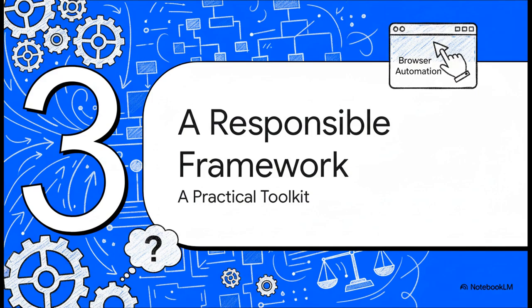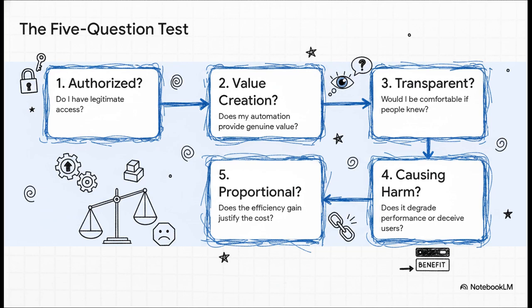Okay, so this is all pretty complex, right? It's messy. So how do you actually make a good decision when you're in one of those gray areas? Well, let's walk through a practical framework, a toolkit you can use to think through any automation project. I want to give you a tool. Let's call it the 5-question test. Before you kick off any automation, just ask yourself these things.